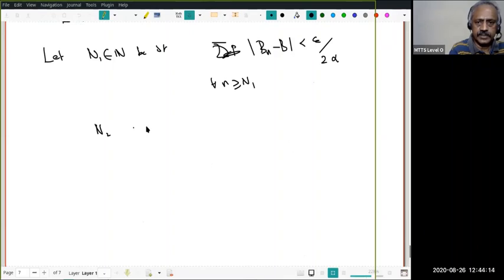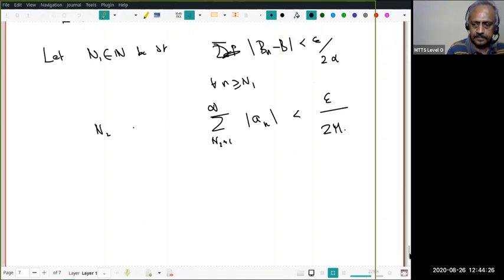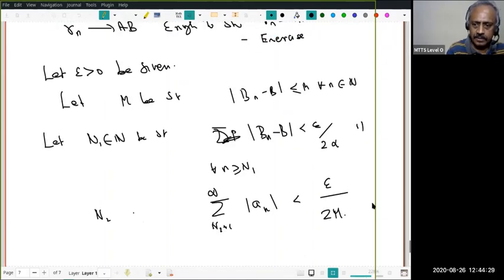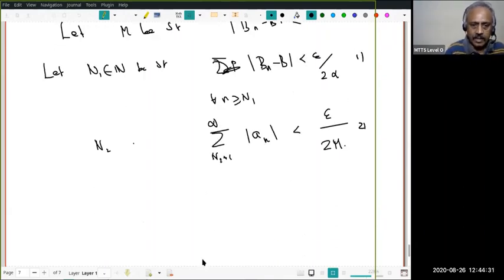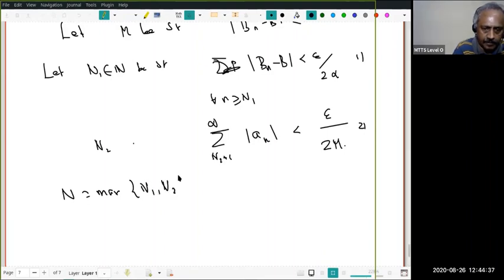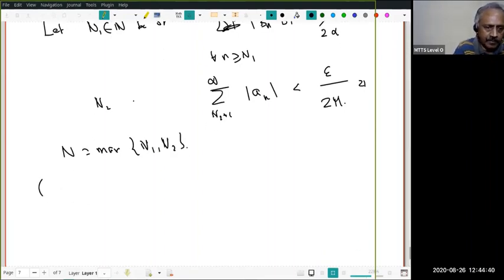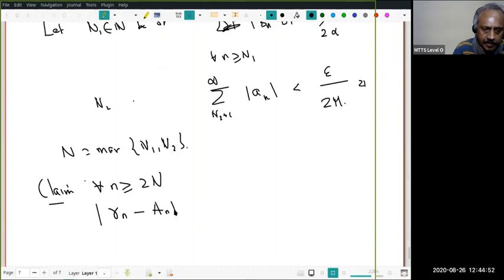And let N2 be such that, what do I want? Summation from N2 plus 1 to infinity of mod a_k should be less than epsilon by 2 times M. Okay, how do I know all these things? Just because we worked our way through. And let N equal to maximum of N1 and N2. Okay, now we claim, what do we claim? For all n greater than or equal to 2N, modulus of gamma n minus A_n B is less than epsilon.